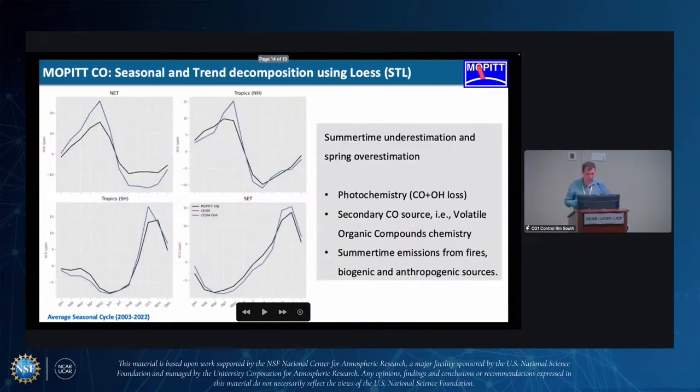But if you look at the seasonal cycle, we now overestimate CO, which means that we still have work to do in the spring, but we underestimate CO during the summer. So there's still a lot to do on photochemistry, secondary sources, representation of especially emissions from fires, biogenic and anthropogenic sources.